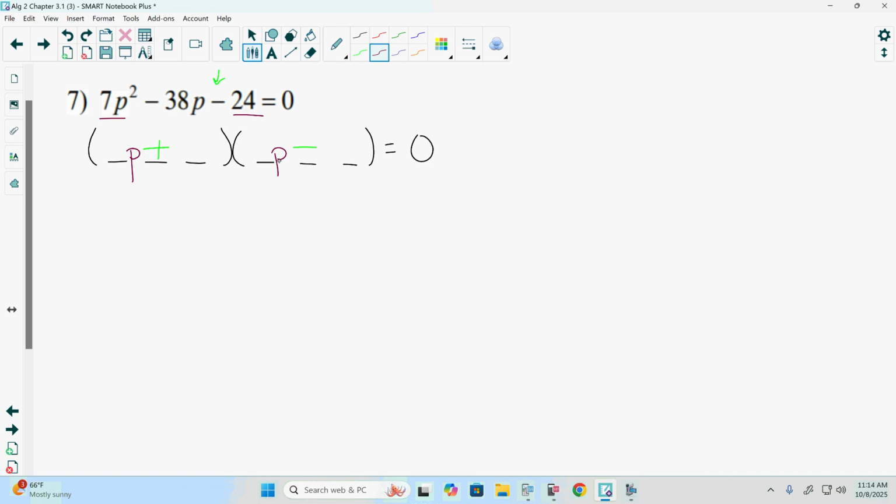Factors of 7. Well, 1 and 7, yes. So I'm just going to stick the 7 in one of the 2 spots, one of the 2 places with p. And we put 1 with the other, but 1p and p are the same thing.